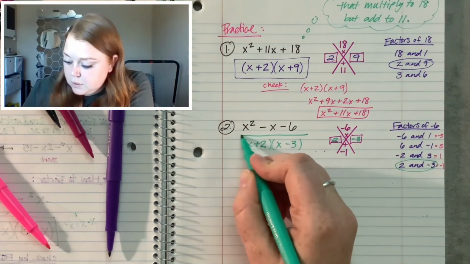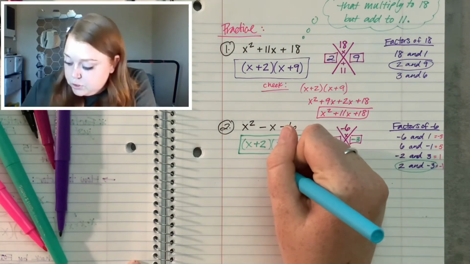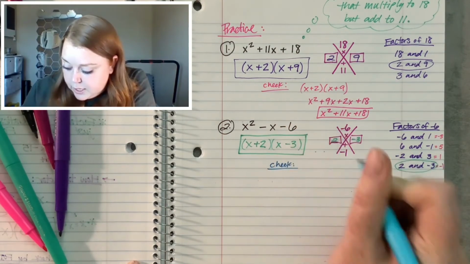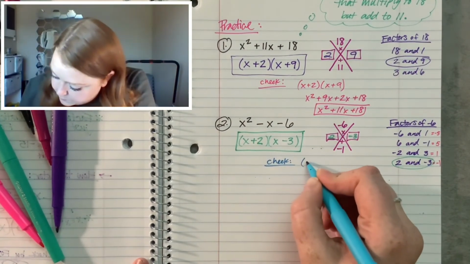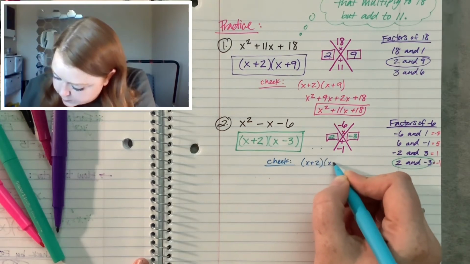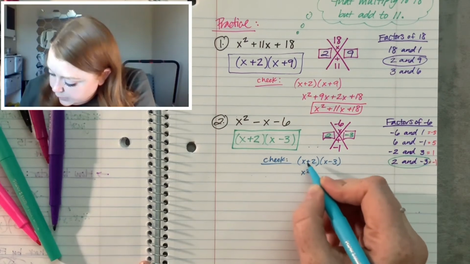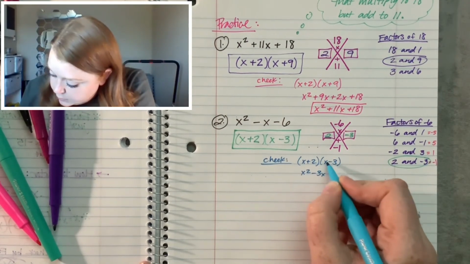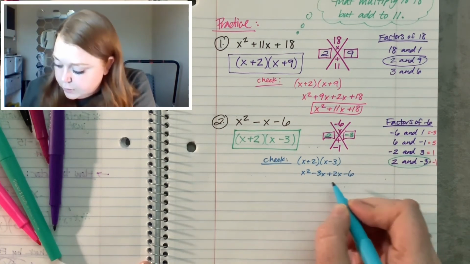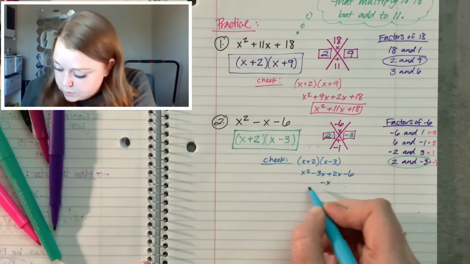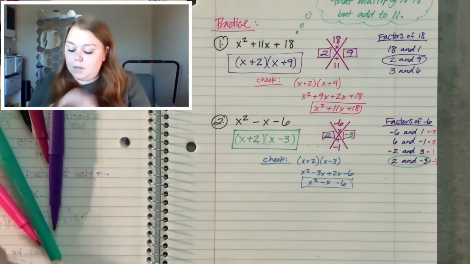Okay. And I do want you to do another check just to make sure you understand how to check your answer, because you'll need to on your test. Okay. So x plus 2 times x minus 3. Pause the video, make sure you know how to do that. X squared, negative 3x, positive 2, negative 6. Negative 3 plus 2 is negative 1x, or just negative x. Okay, so that's what we get. All right.